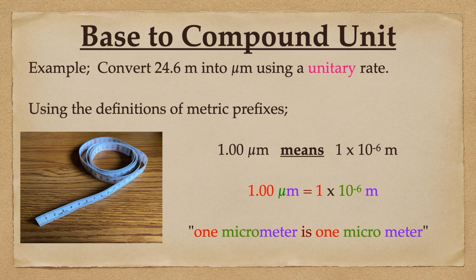Next, we will convert from the base unit of meters into the compound unit of micrometers using the unitary rate method. We will use the definition of micro to create the equality necessary to create the unitary rate. 1 micrometre is defined to be 1 times 10 to the minus 6 meters.